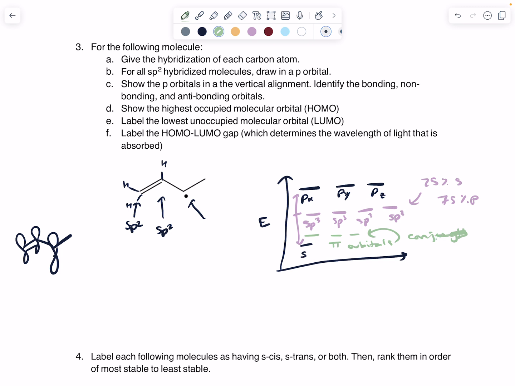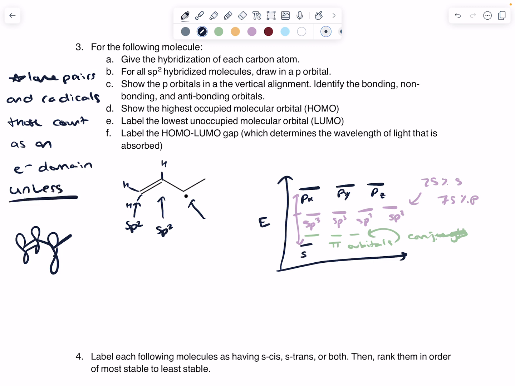So if a lone pair could either be in a hybrid orbital or a pi orbital, the pi orbital is lower in energy and therefore better. So for lone pairs and radicals, this is like a rule you can think of: for lone pairs and radicals, those count as an electron domain, unless they can go into conjugation.